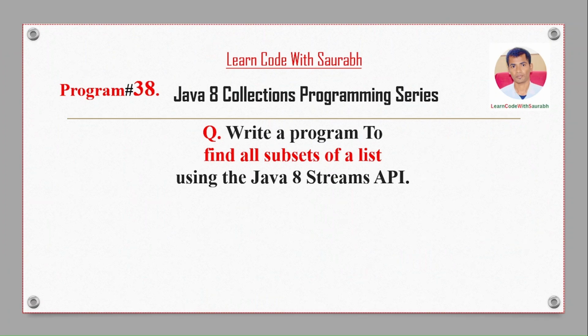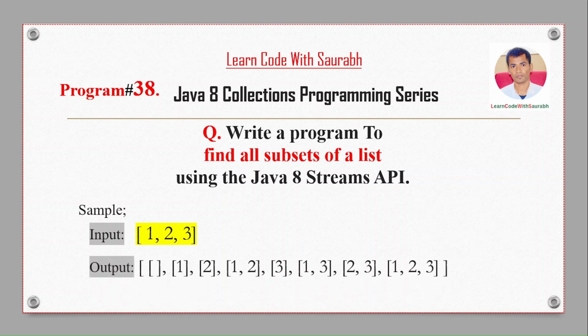Today I am going to solve a program to find all subsets of a list using the Java 8 Stream API. So for example, if we take a list like 1, 2, 3, at that time we will get the subsets. The first subset will be blank or empty, and then 1, and for the next subset 2, and then 1, 2, and then 3 itself, and 1, 3, 2, 3, and 1, 2, 3.